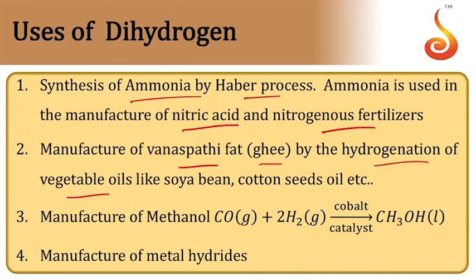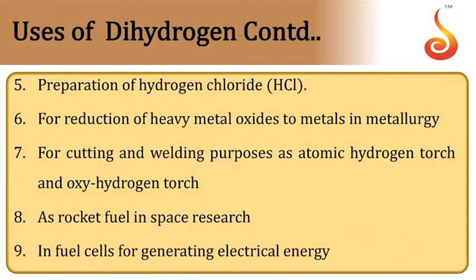Manufacture of methyl alcohol: CO plus 2H2, in the presence of cobalt catalyst, you are going to get methyl alcohol. It is used in the manufacturing of metal hydrides also. So mainly Haber's process, preparation of ammonia, HNO3, nitrogenous fertilizers, hydrogenation of vegetable oils to get Vanaspati or ghee, preparation of alcohols, metal hydrides, and HCl also, H2 plus Cl2 gives us HCl, and for reduction of heavy metal oxides in metallurgy, where the metal oxide must be less active than that of iron.